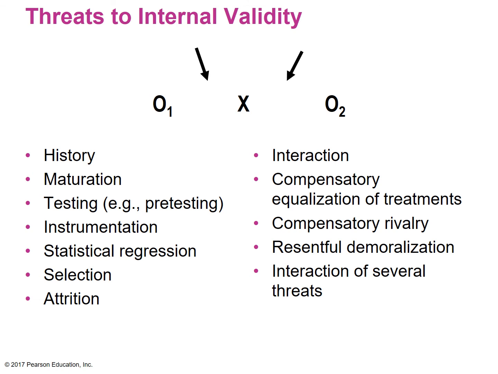Compensatory equalization of treatments. The control group is not receiving the intervention, and they may feel different, or they may act differently. That could result in a compensatory rivalry. The control group says, "Hey, look, they don't expect us to perform well because we're not receiving this intervention. Let's prove them wrong."